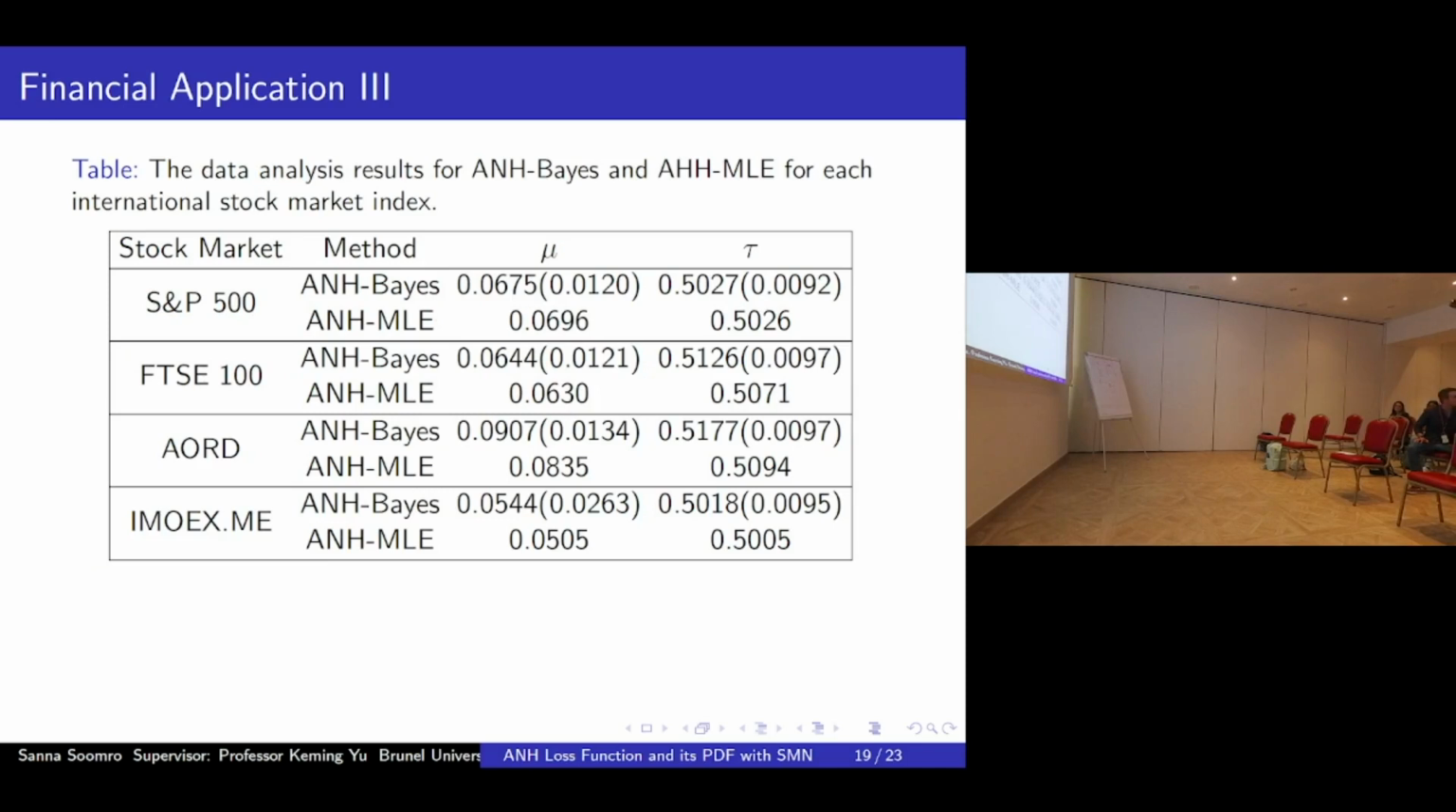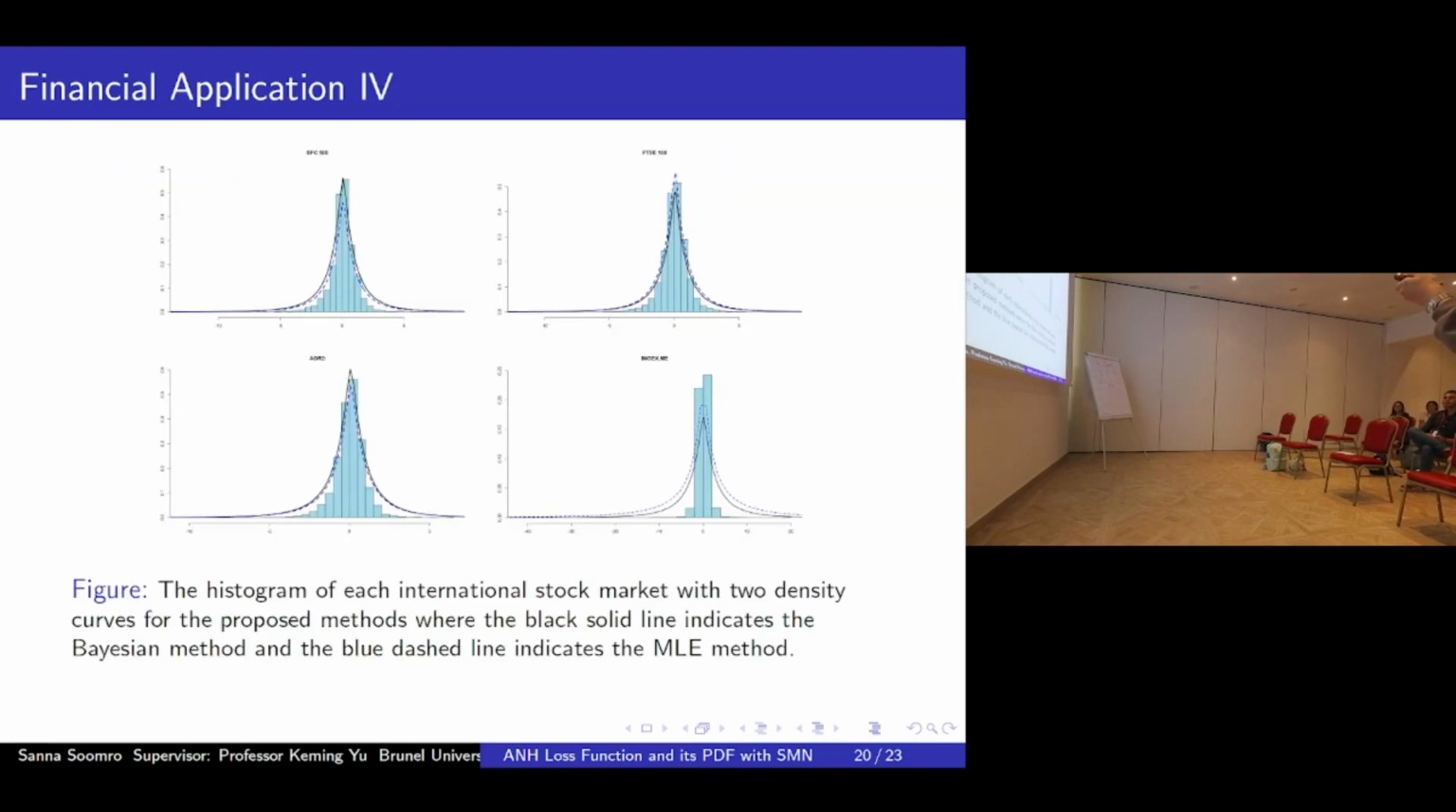Okay, so I have obtained these results, and based on these estimators, I can visualize what's happening. I plotted a histogram for each stock market, and I fitted density curves for the Bayesian and maximum likelihood estimation methods. So I have two curves. They both fit very well to each distribution, so we can see these estimators are very good.